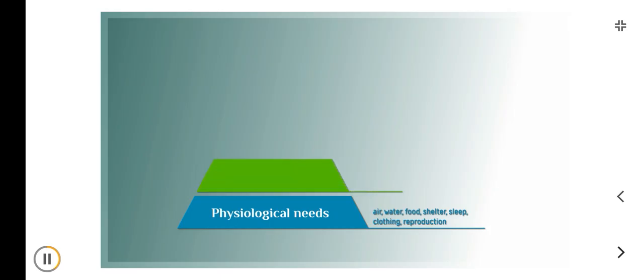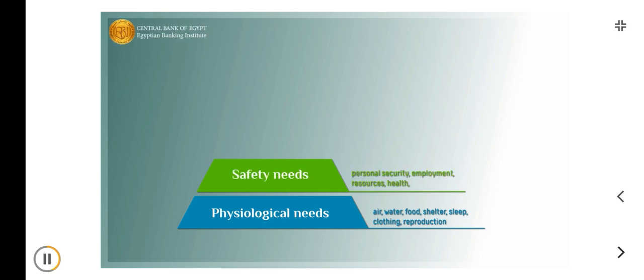The second level of needs is the safety needs. The need to be secure, the need to be healthy. These safety needs come after the physiological needs. Once I satisfy the physiological needs, I start thinking how to satisfy my safety needs.